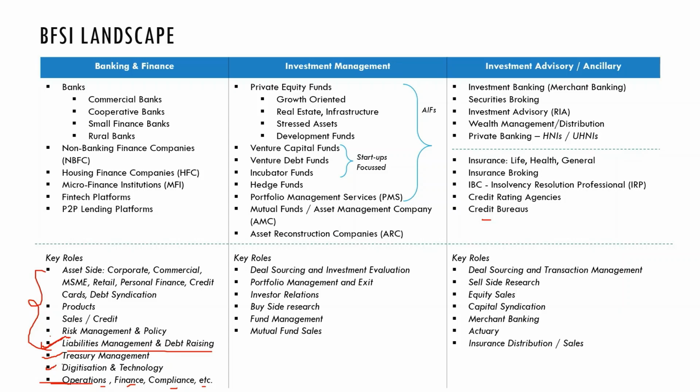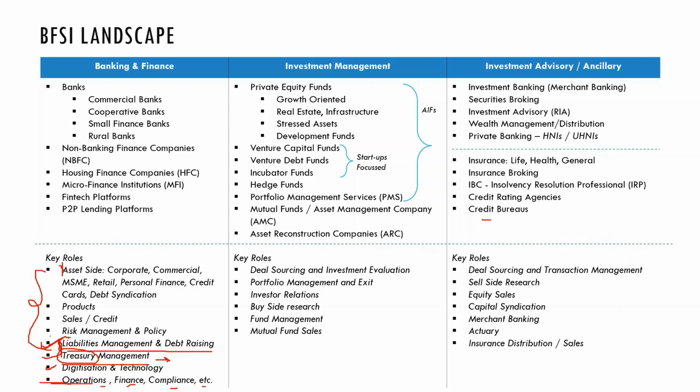Then comes the treasury management. So treasury is a very central function to any financial institution because they act as a bridge between the liabilities and the asset side. They work in very close proximity with the liabilities team and also with the assets team. So their major function is doing the asset liability management, which is very, very critical to the health of any financial institution.